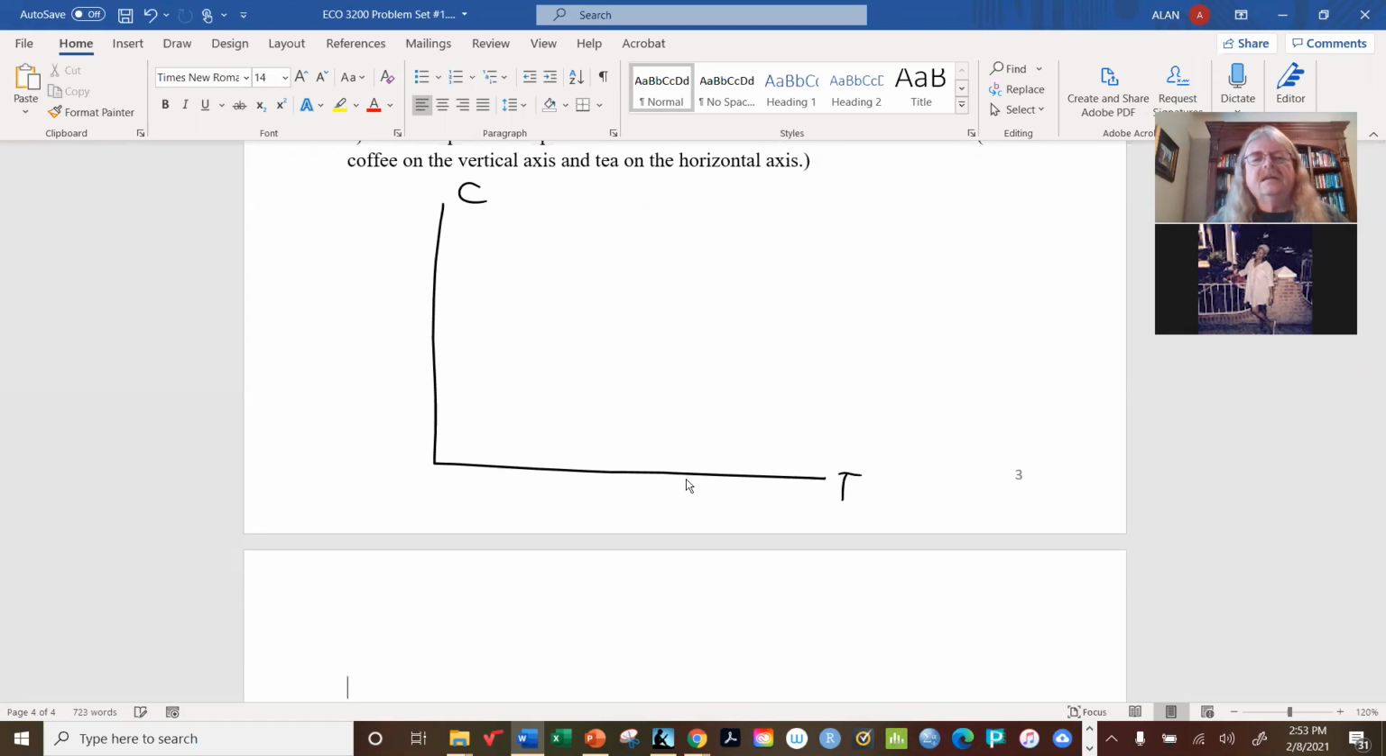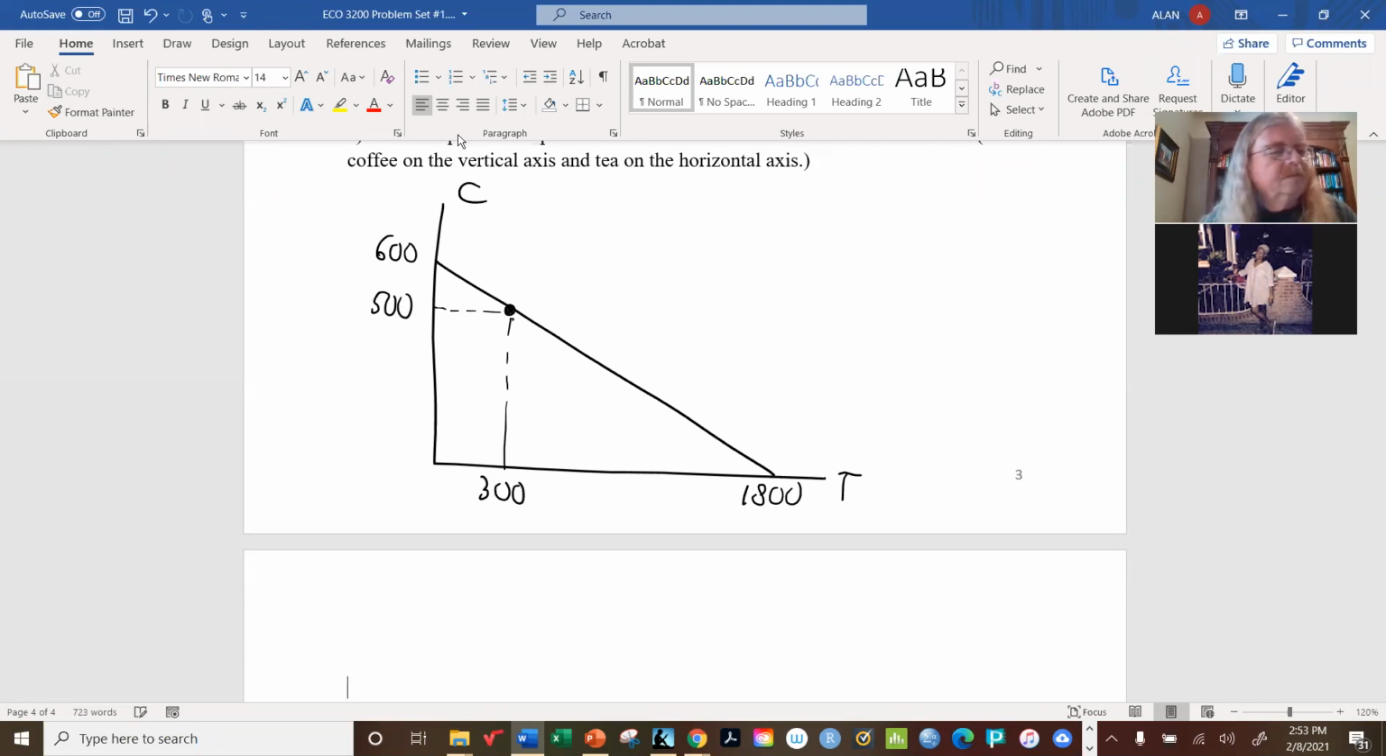Coffee and tea. So again, remember, the US is capable of making, as we saw in the previous question, 600 pounds of coffee or 1,800 pounds of tea or something in between. And they've chosen to produce, because, let's face it, Americans love coffee, 500 coffee and 300 tea. Okay, so this point represents both consumption and production because we're not trading. This is the US.